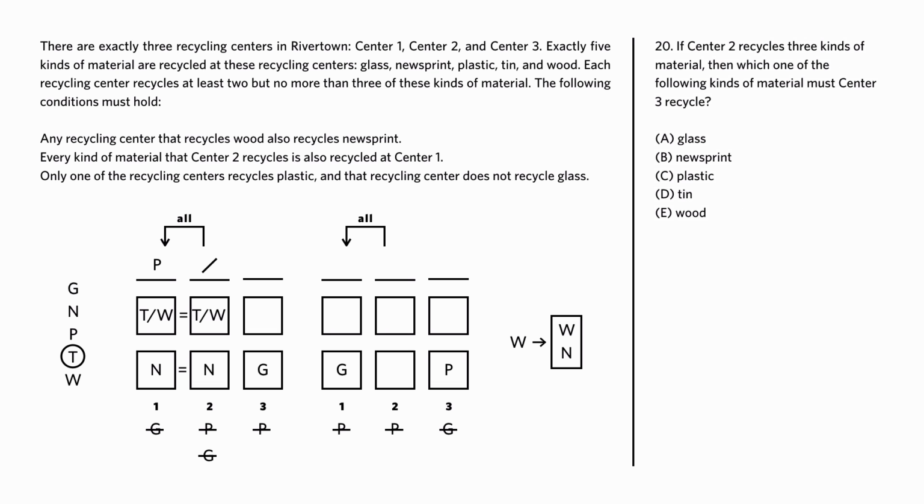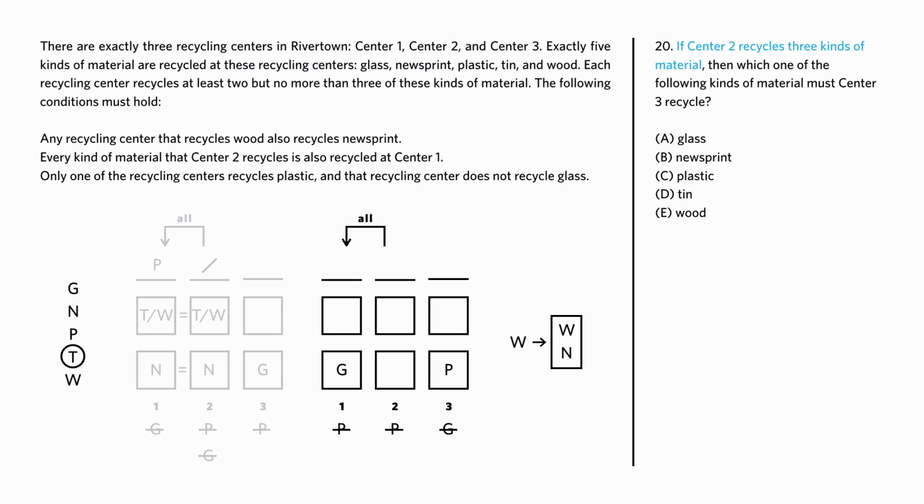Here's question 20. If center 2 recycles 3 types of material, we know we're dealing with the second frame, and in the second frame, we know P must go in center 3. So, the correct answer is answer choice C.